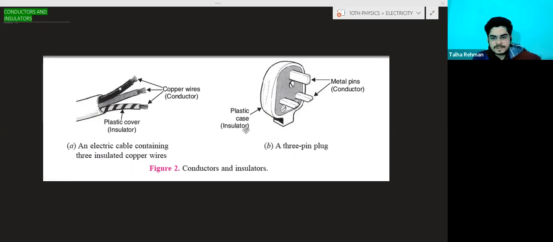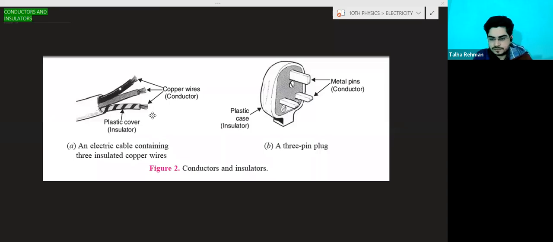Okay, so see, these are some pictures here. This is the copper wire, and this is the cable. This is the cover of the wire. You can see here also, this is the mouse, and this is the cable, the cover above this, and inside this there will be a wire. The wire can be of aluminium also and can be of copper also. So basically this is an electric cable containing 3 insulated copper wires.